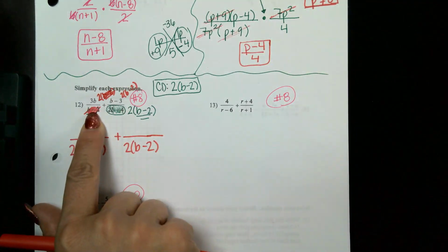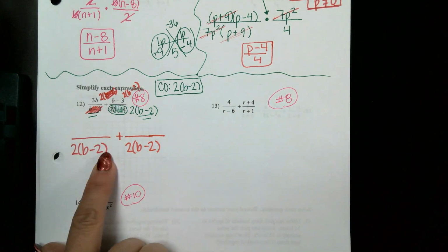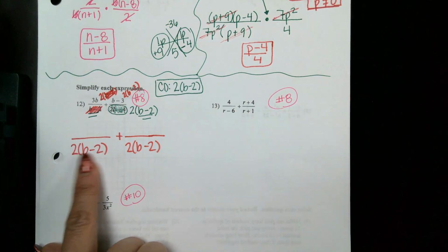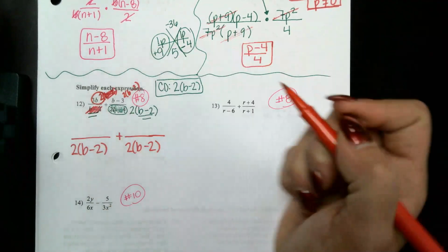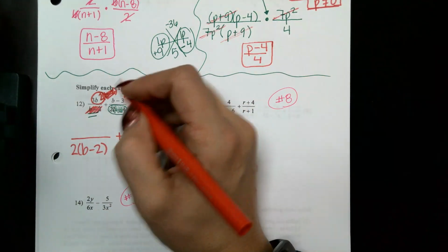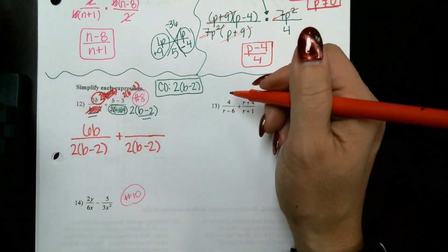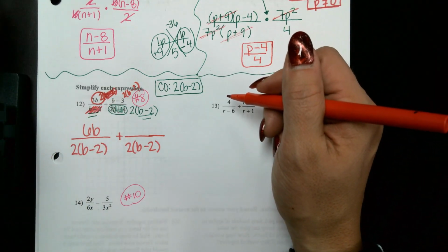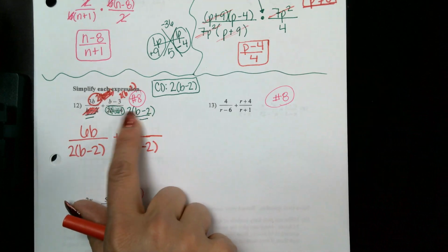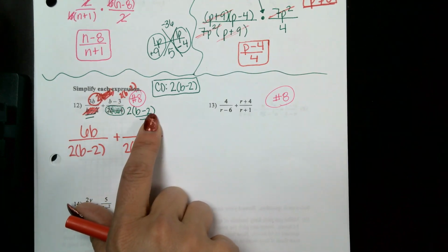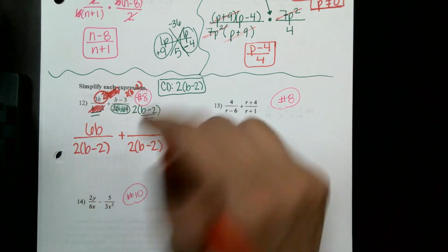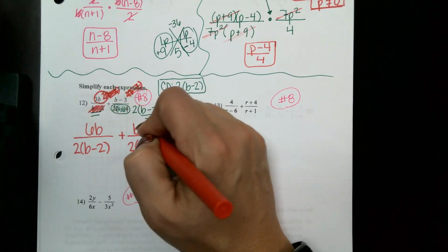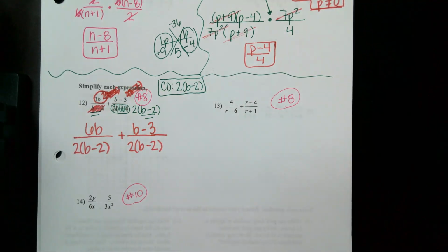Okay, the original denominator here was b minus 2, but we just turned it into this. So what was it missing? It was just missing the 2, wasn't it? So all I have to do is take 3b times 2, which is 6b. Now this denominator was already 2 times b minus 2. So did this denominator change? And if the denominator doesn't change, the numerator doesn't change. b minus 3.